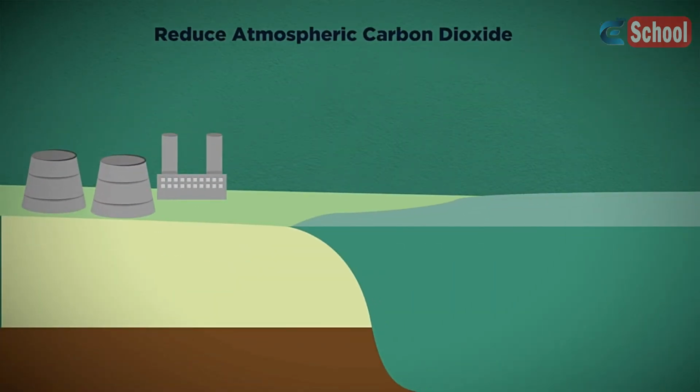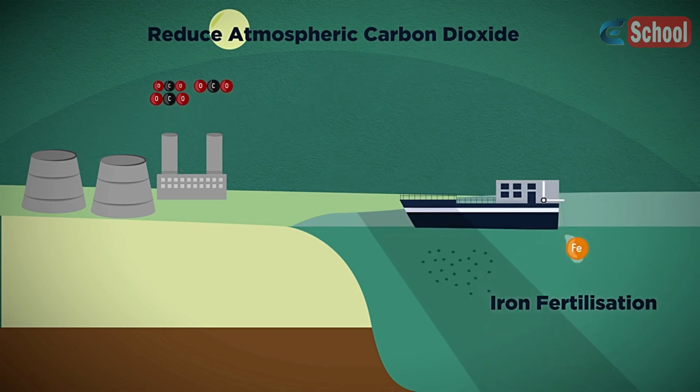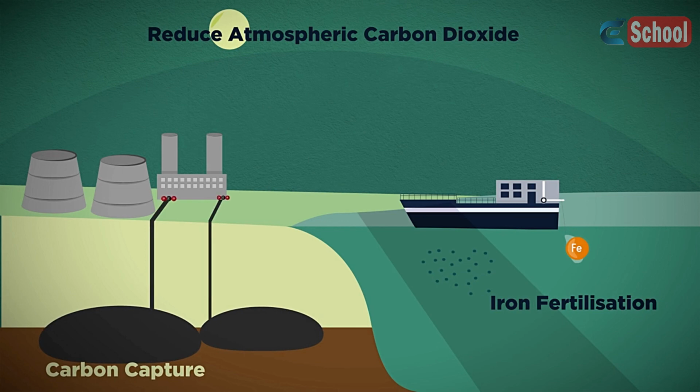So to summarize, to reduce atmospheric carbon dioxide, we could seed the oceans with iron to stimulate algae growth, or we can try to capture it from power stations and then pump it underground. Much better we generate our energy without burning fossil fuels in the first place.